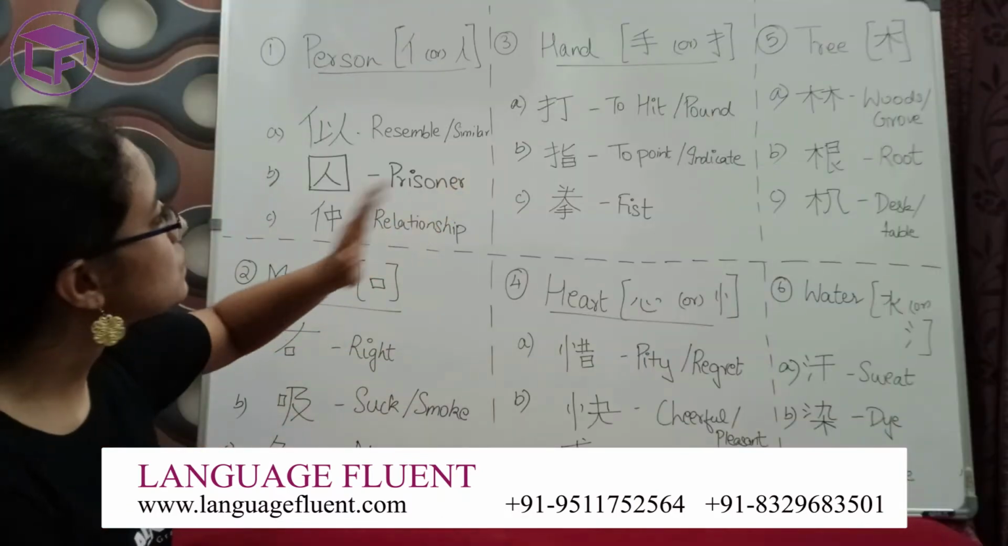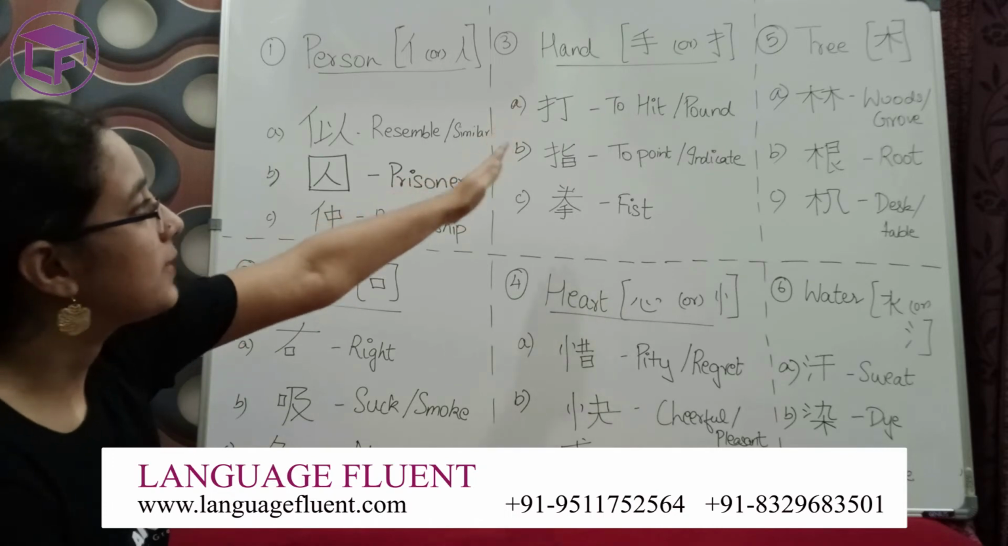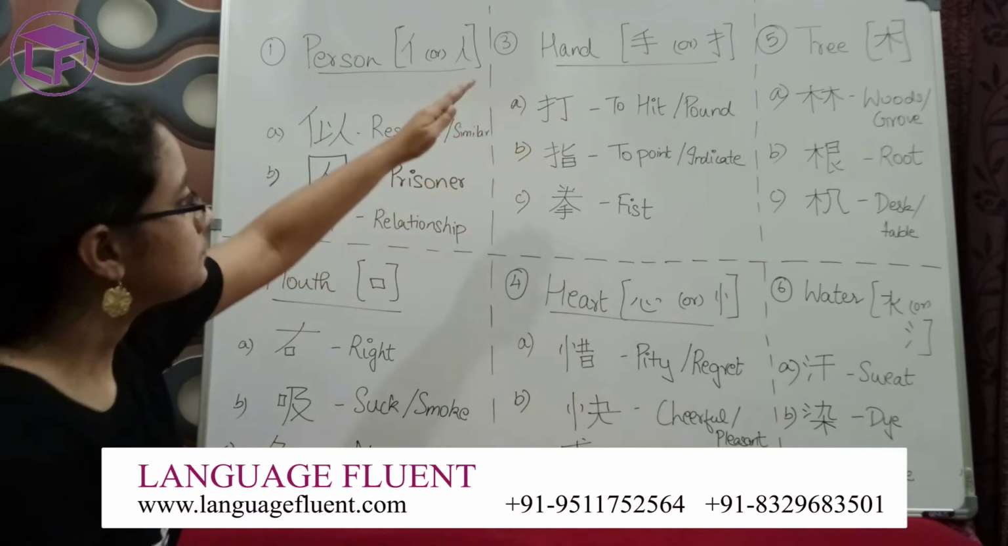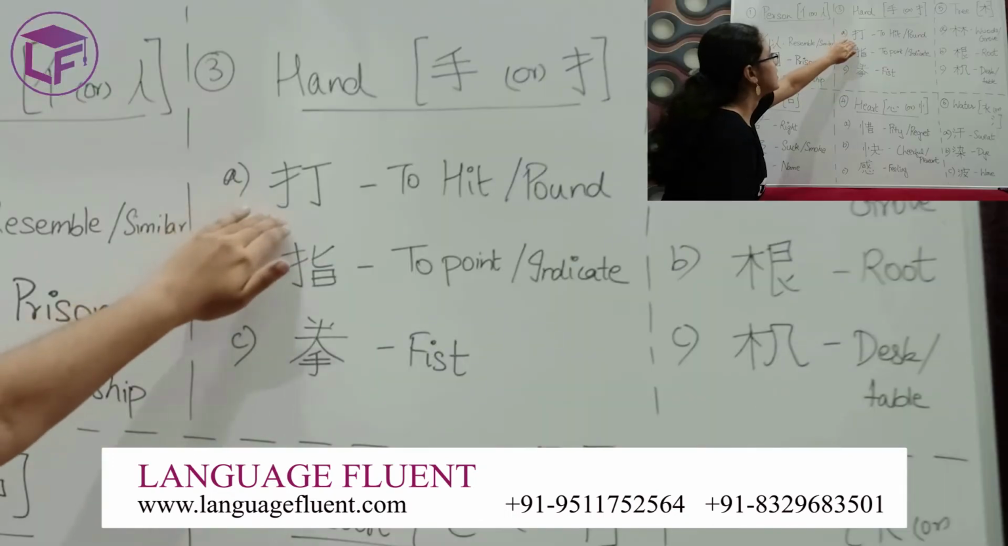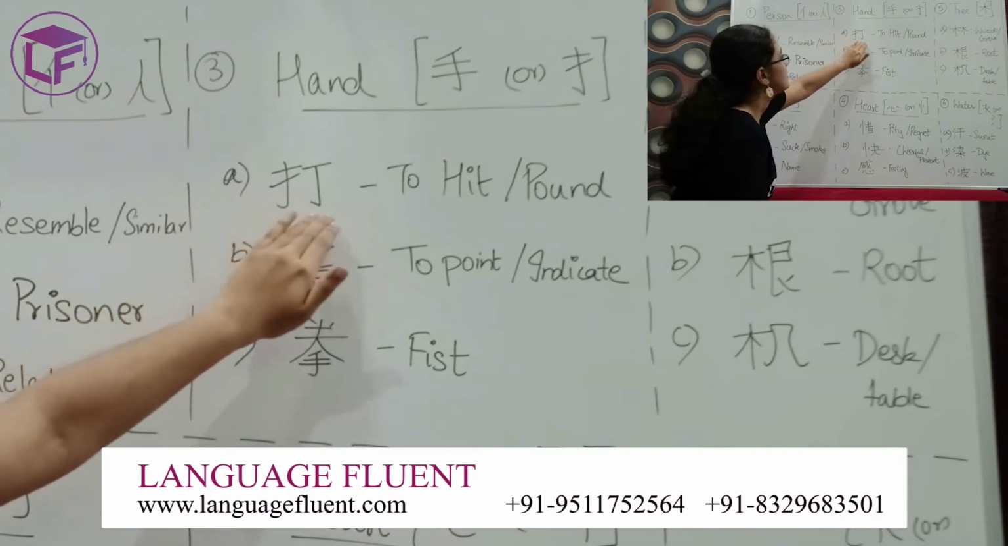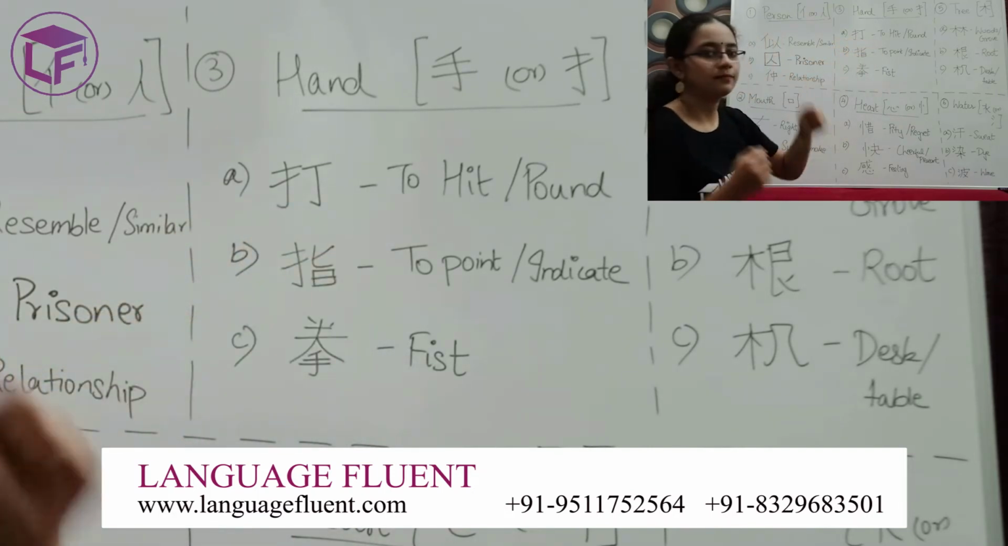The next one, let's move on to the hand radical, which is represented by either this symbol or that symbol. The first one, you use the same hand radical first, and this kanji means to hit, to pound.